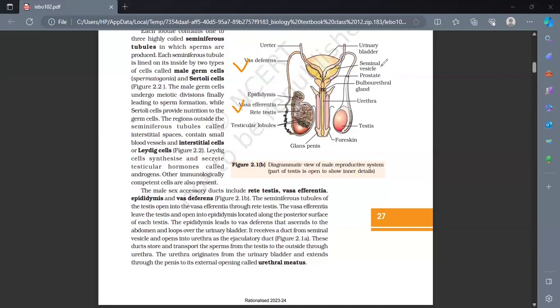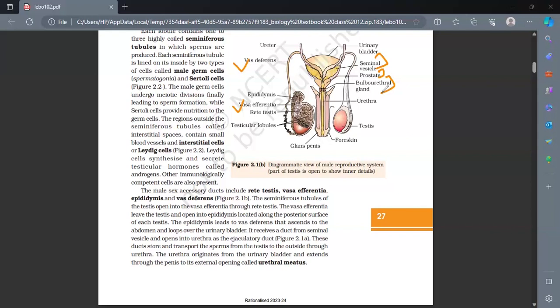Along with that, there are certain glands also present. You have the seminal vesicles, the prostate gland, and the bulbourethral glands. We'll talk about these glands also in detail. So let us first talk about how the testes look.